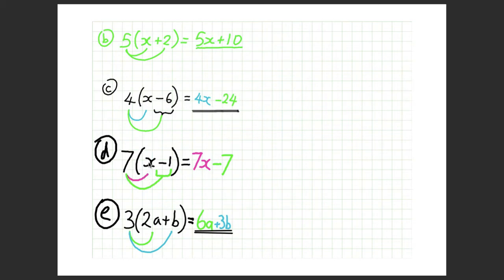7 times x minus 1, so remember that the minus belongs to the 1, so 7 times x is 7x, 7 times minus 1 is minus 7. And then here, 3 times brackets 2a plus b, so 3 times 2a is 6a, 3 times b is 3b.